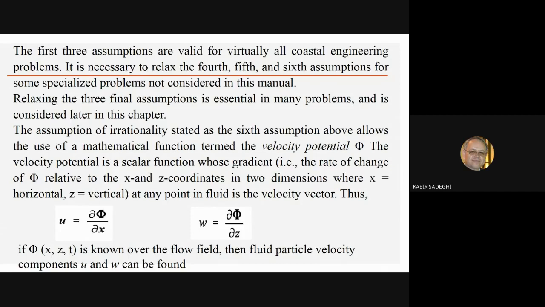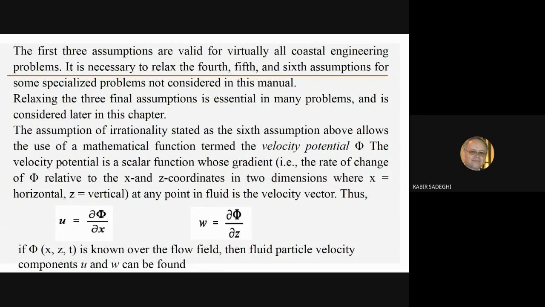The assumption of irrotationality, stated as the sixth assumption above, allows the use of a mathematical function termed the velocity potential phi, as I mentioned. The velocity potential is a scalar function whose gradient, i.e. the rate of change of phi relative to the x and z direction in the two-dimensional case, where x is horizontal in the direction of propagation of the wave and z is vertical, at any point in fluid is the velocity vector.